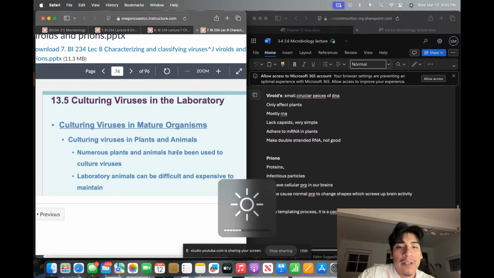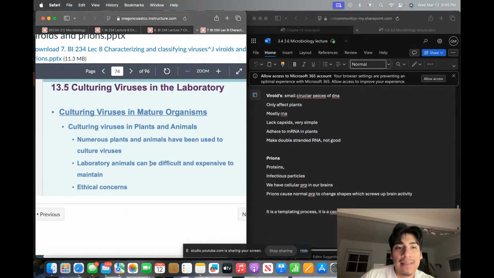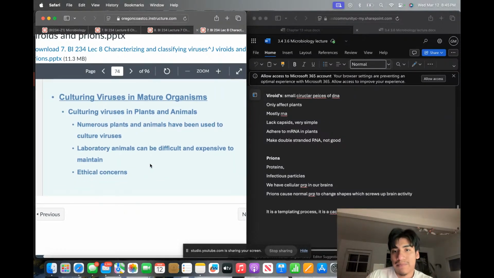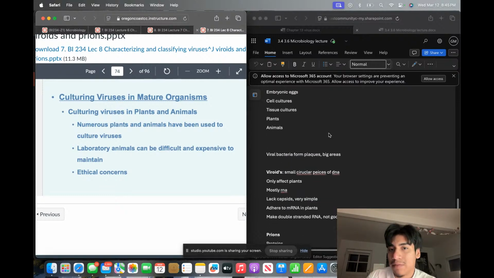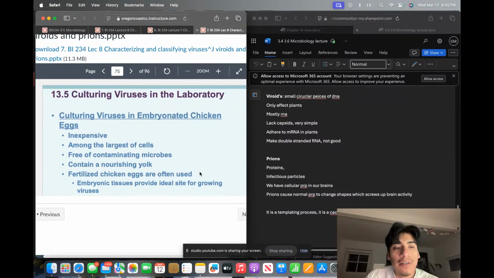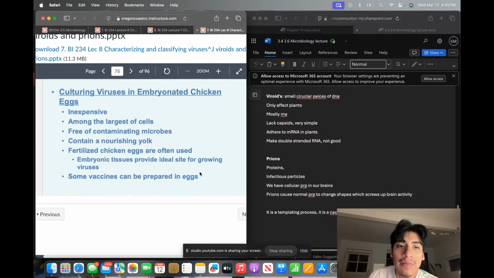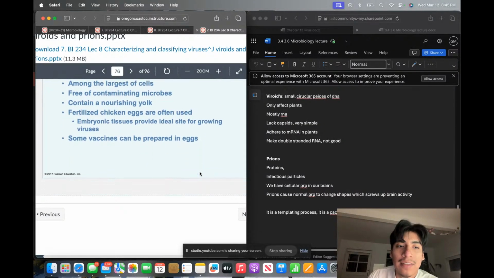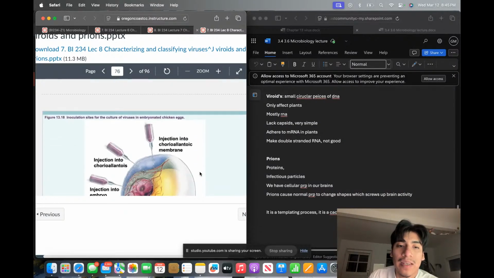So we can also culture them in plants and animals. Numerous plants and animals have been used to culture viruses. Laboratory animals can be difficult and expensive to maintain and also maybe unethical, so they're not a very popular form of doing that. Culturing viruses in embryonic chicken eggs: they are inexpensive, among the largest of cells, free of contaminating microbes, and contain a nourishing yolk. Some vaccines can be prepared in fertilized chicken eggs. So interesting.